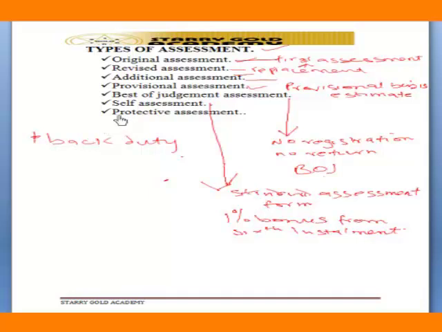Protective assessments. Let's look at protective assessment. This will be raised on the ground of expediency. So this assessment comes up on the ground of expediency, where it becomes very, very necessary. All right? If the tax authorities is of the opinion that such assessment is necessary, what could result into expediency, urgency?